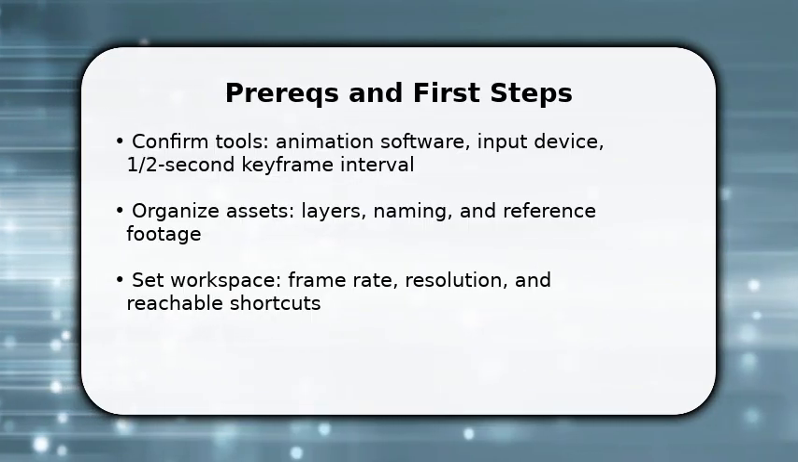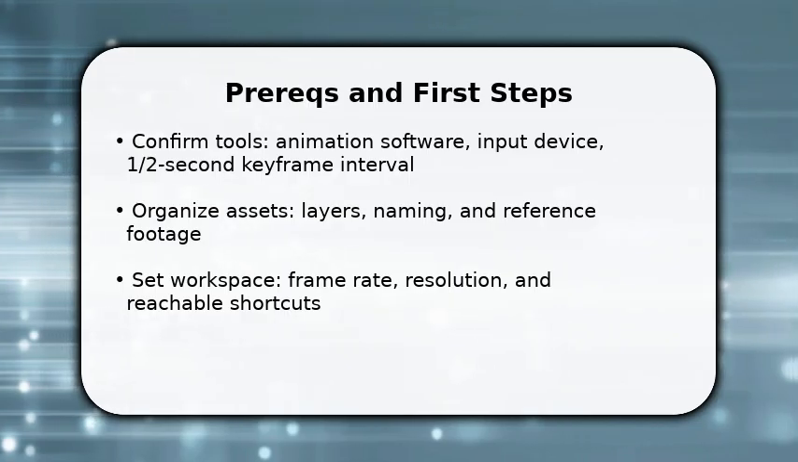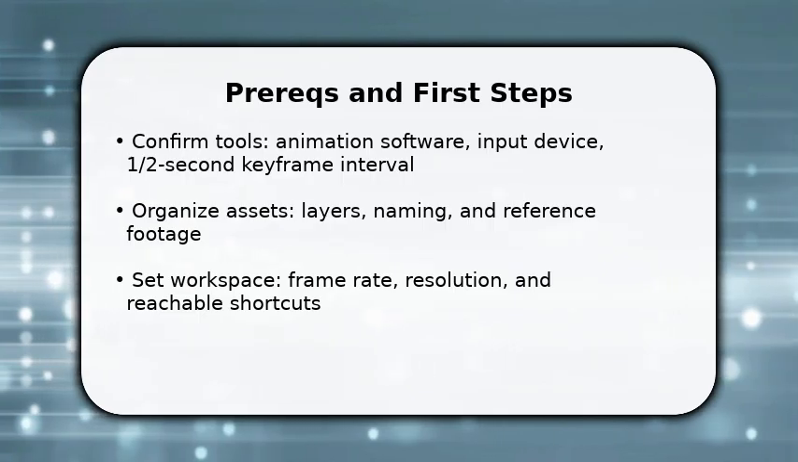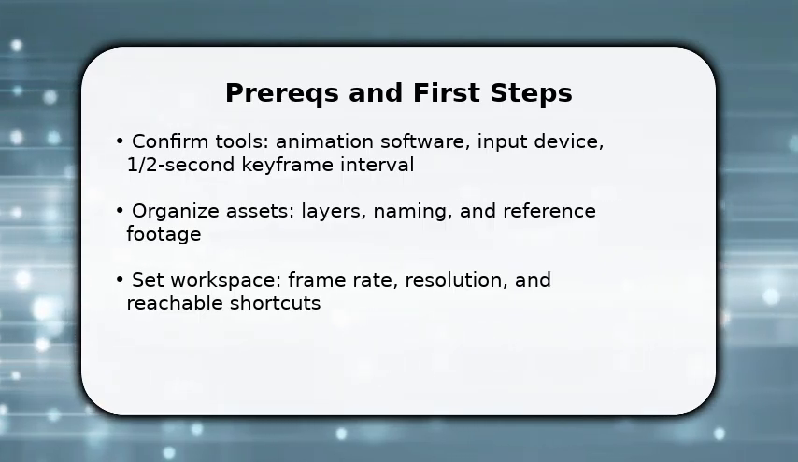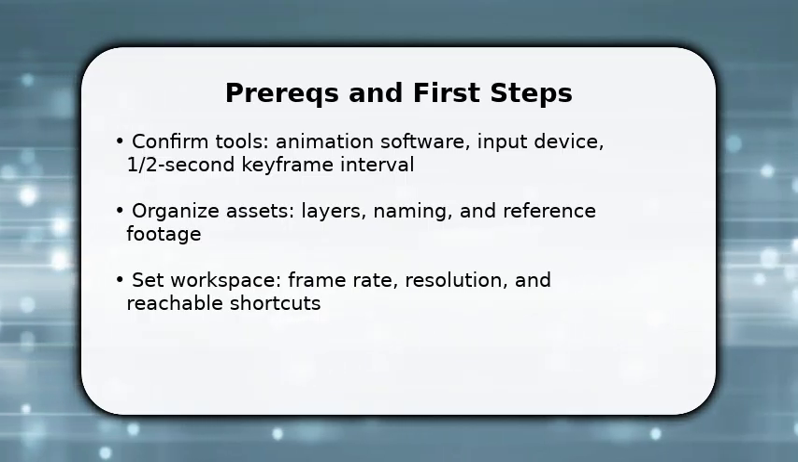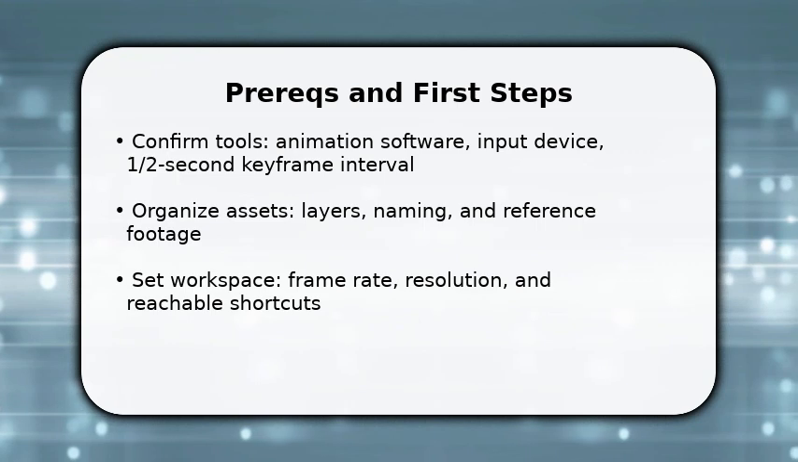Next, establish a 1/2 second keyframe spacing to lock timing early. You create a new control rig or input mapping now. This gives you predictable handles to edit. Make sure to save a versioned file before proceeding so you can iterate without fear.